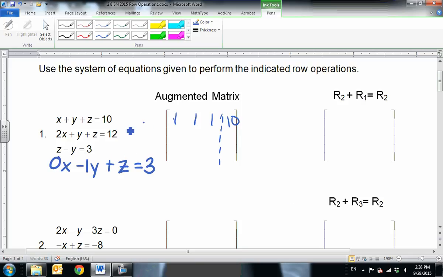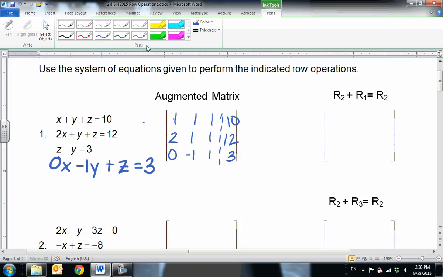All right, let me show you again. Let's do it with the next row. So our coefficients are 2, 1, 1, and what's our constant? 12. Okay, then take our rearranged one down here. So 0, -1, 1, and we would put 3.